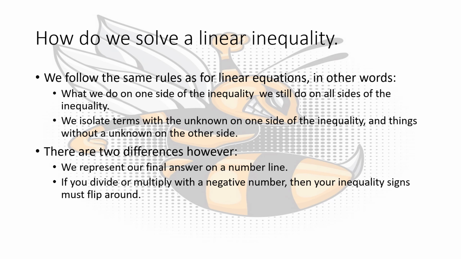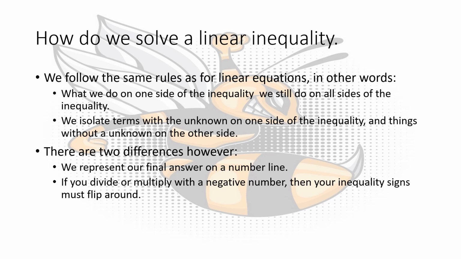But now there are two differences. We represent our final answer on a number line. The reason for this is because we have unspecific values. So we don't have just one x value, we have a bunch of x values that we are allowed to use with inequalities. And if we divide or multiply with a negative number, then the inequality sign must flip around.